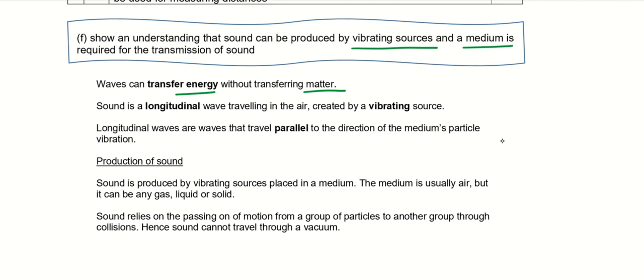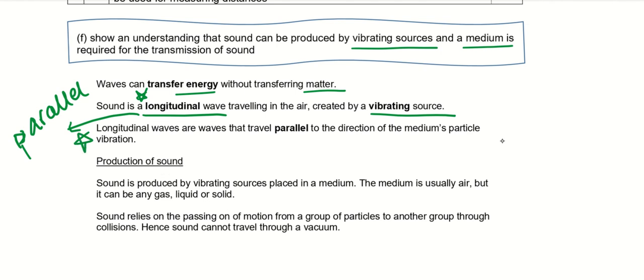Sound is a longitudinal wave. This is important. For longitudinal, you think of parallel. So sound is a longitudinal wave traveling in the air, but it can also be in other media like water, and maybe solids as well. Sound is produced by a vibrating source. That means there must be some vibration to the source. I need energy to make the source vibrate. Basically, this is the definition of longitudinal waves: they are waves that travel parallel to the direction of the medium's particle vibration.